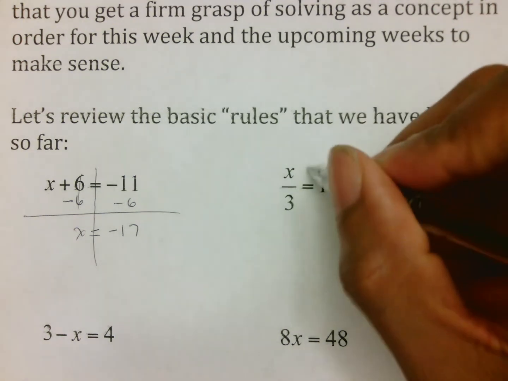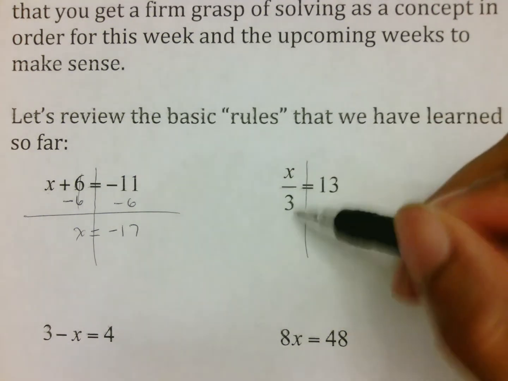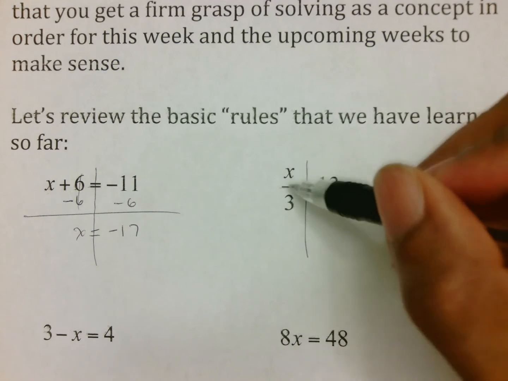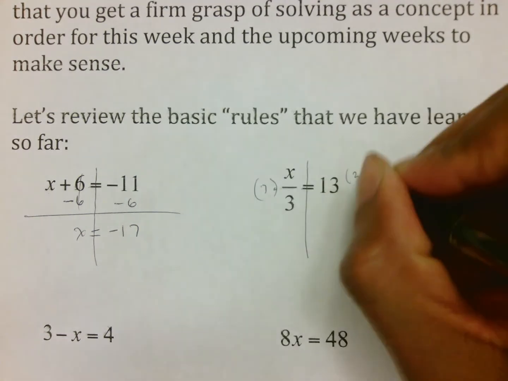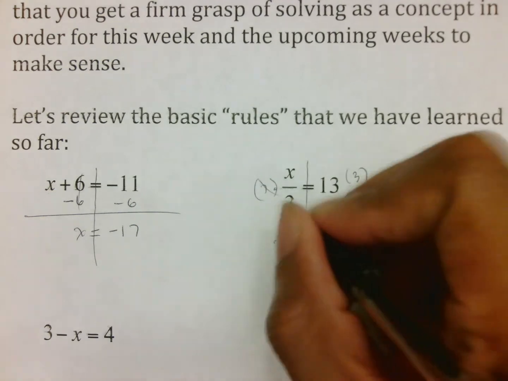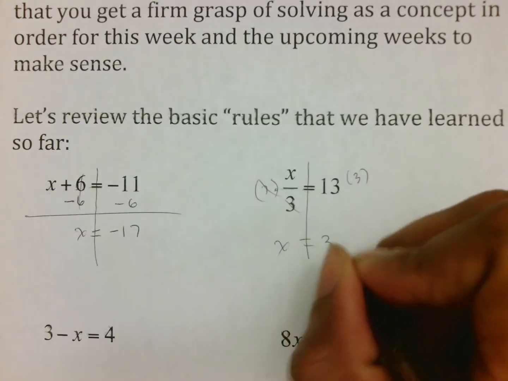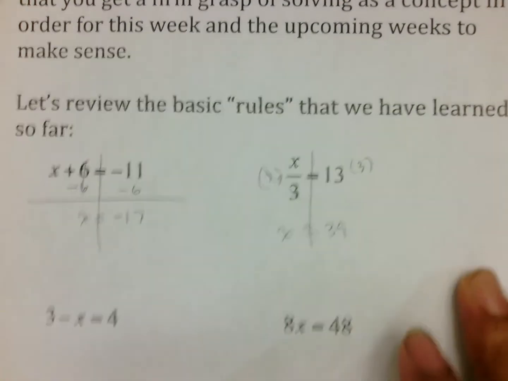Another rule, again, if this was our wall, our job here is to get rid of the 3, and the 3 is being divided, so what you're going to do is multiply both sides by 3. I hope you remember that. X comes down, these 3's cancel out, and 13 times 3 ends up as 39.